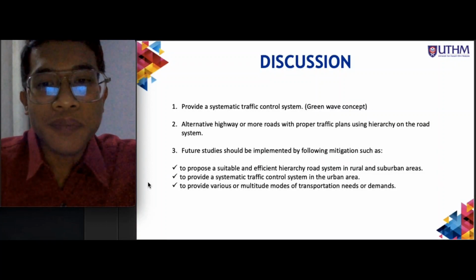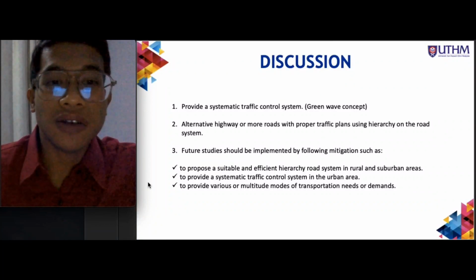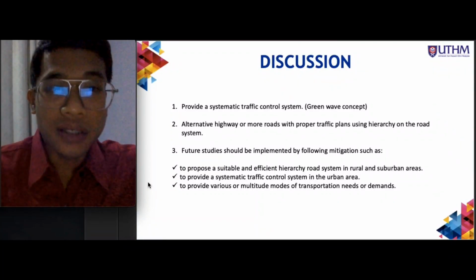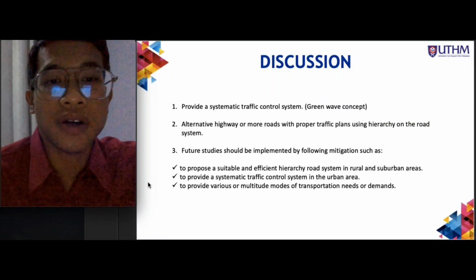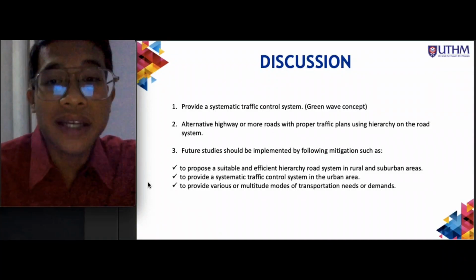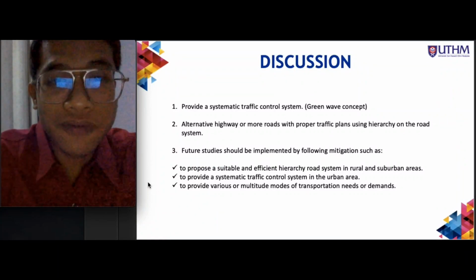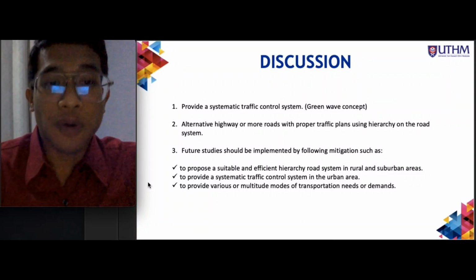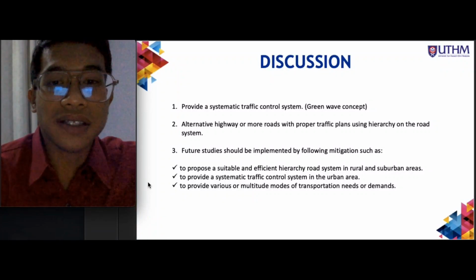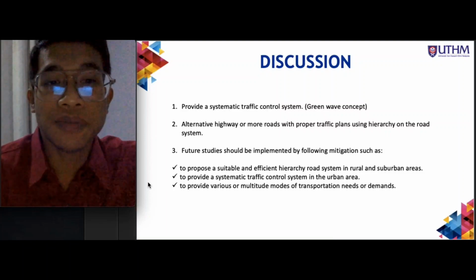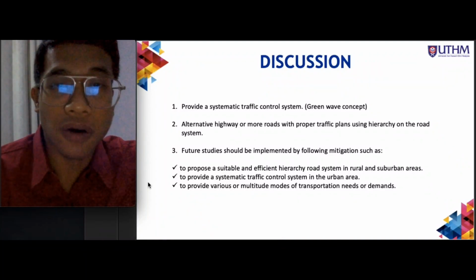Other than that, build alternative highways or more routes with proper traffic plans using hierarchy on the road system in the area. The design of the road system must be changed or redesigned by traffic engineers, especially in terms of the number of lanes per direction, which need to be increased. Therefore, further study and projects should be implemented with the following mitigations, such as to propose a suitable and efficient hierarchy road system in rural and suburban areas, to provide a systematic traffic control system in the urban area, and to provide various or multiple modes of transportation for needs or demands.